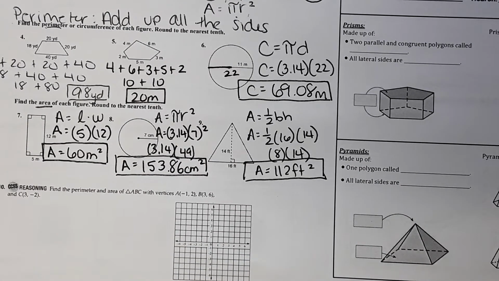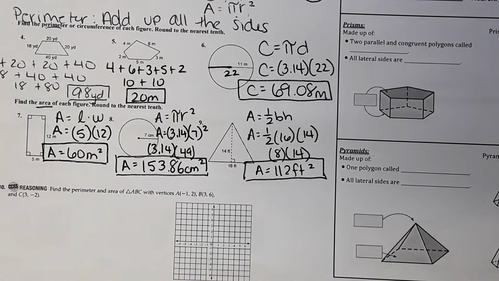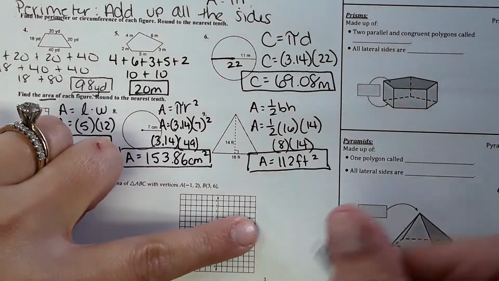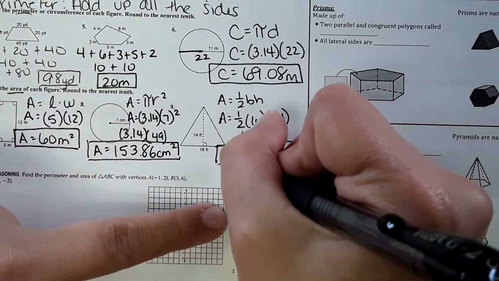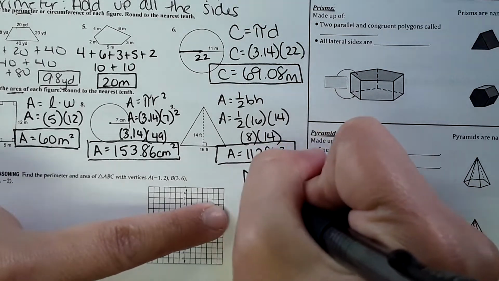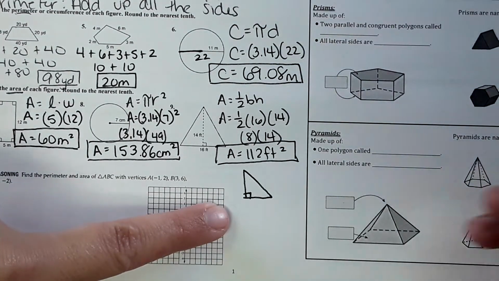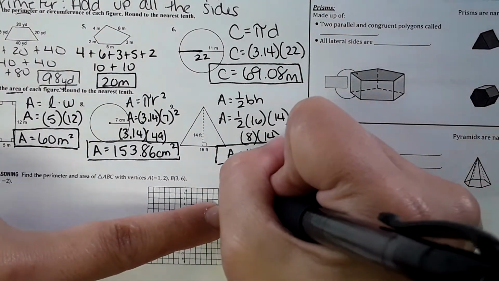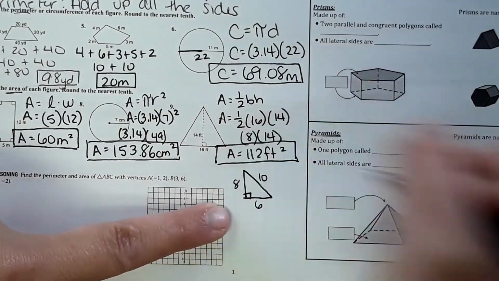Triangle, for whatever reason, is the one that kind of throws people off sometimes. I'm going to do a couple more examples just down here. One thing that comes up a lot with a triangle: have a right triangle. Let's label the different sides, maybe 6, 8, and 10.